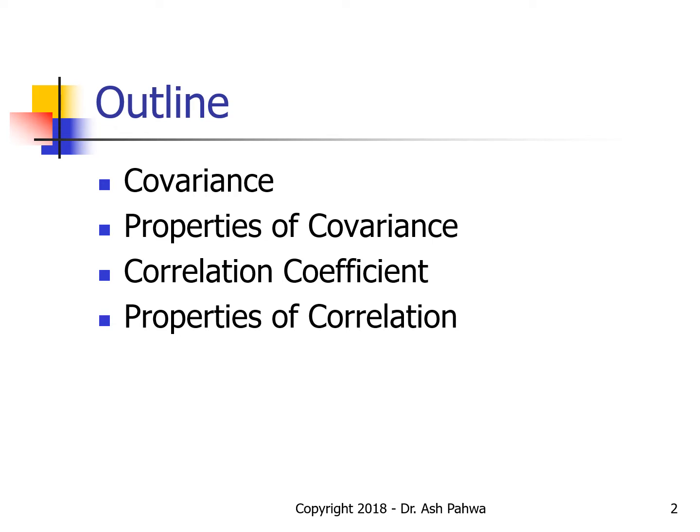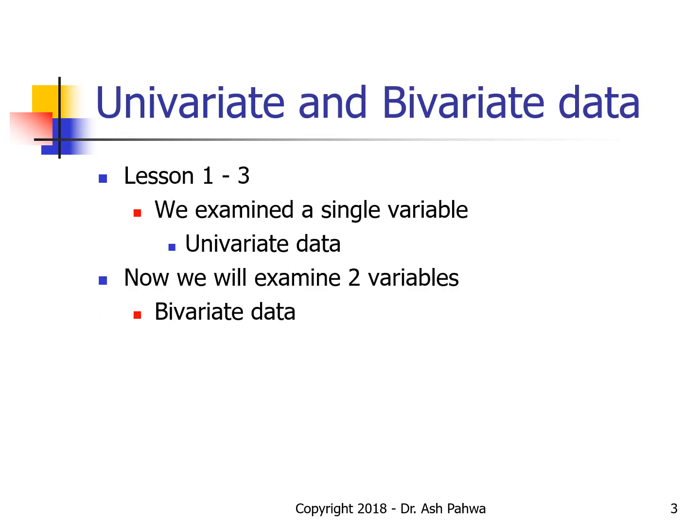Then we will examine the properties of covariance. And finally, we will examine correlation. Correlation is very closely related to covariance. We will also explore the properties of correlation, which is related to regression. And we are going to cover regression in the next lesson. So now let us start with covariance and correlation.